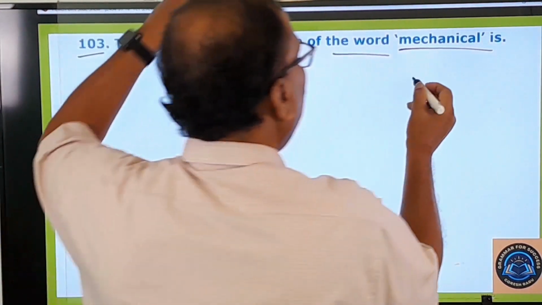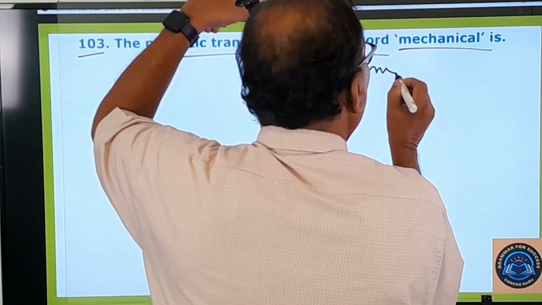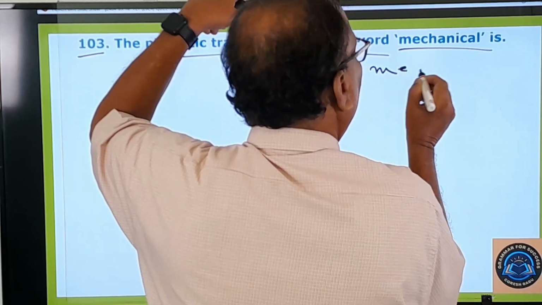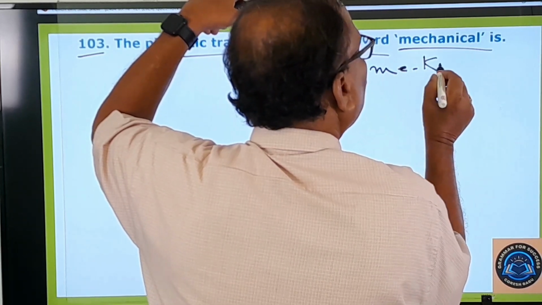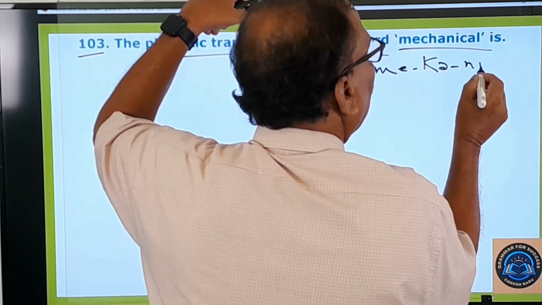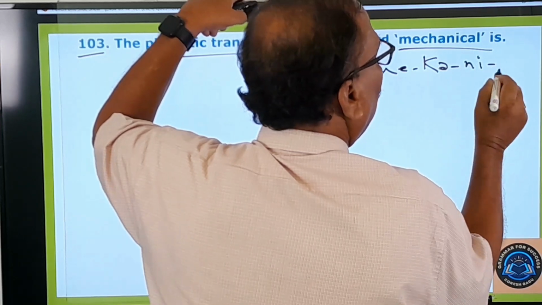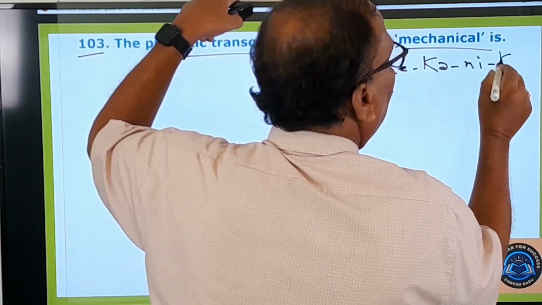And here, let me talk to you about this. May, this is may. Again, may. Ka. Ni. Okay, ni. Kal.